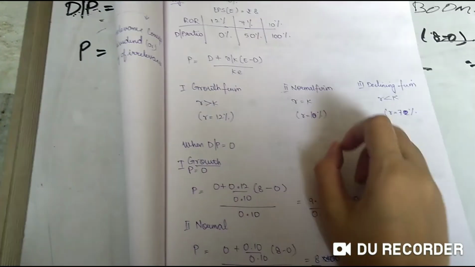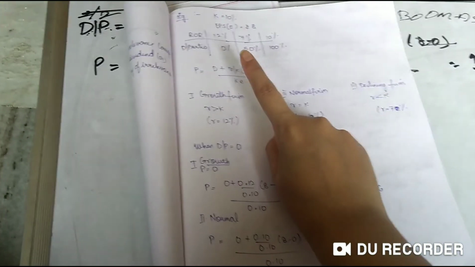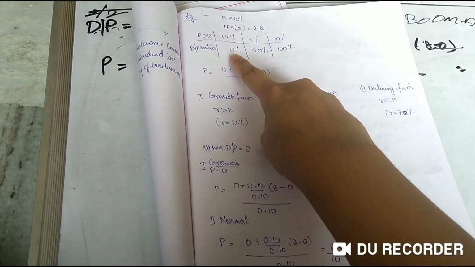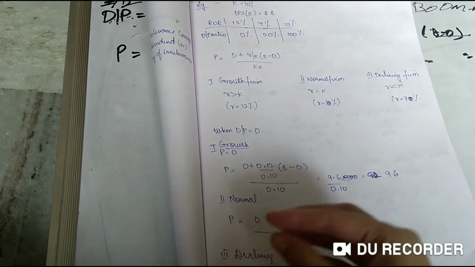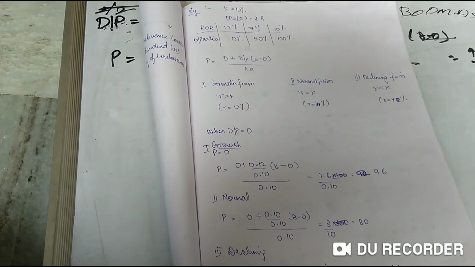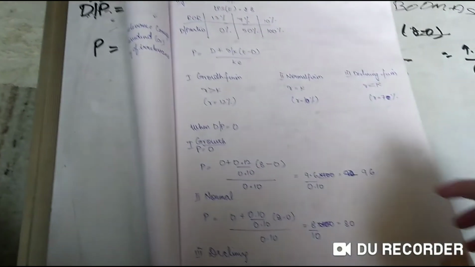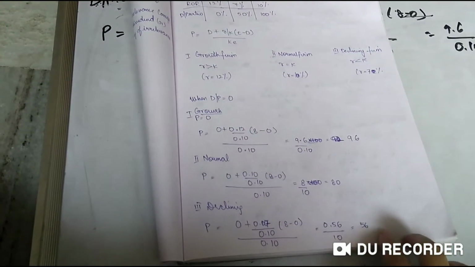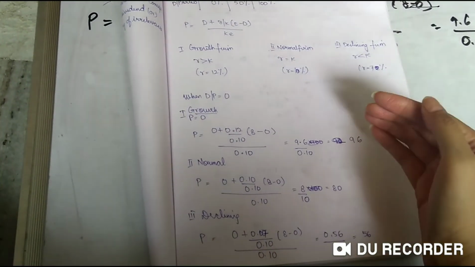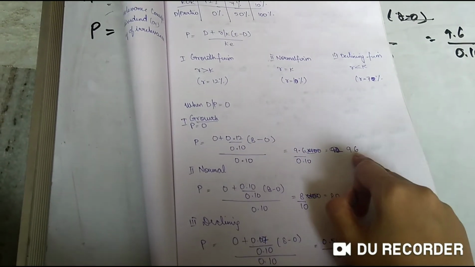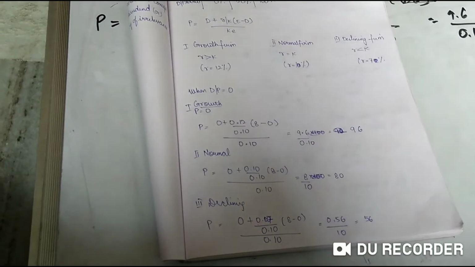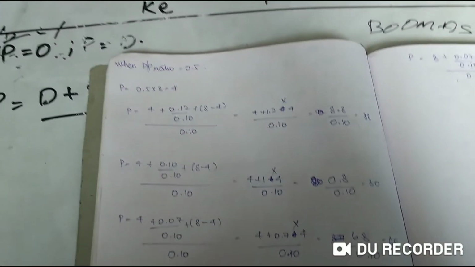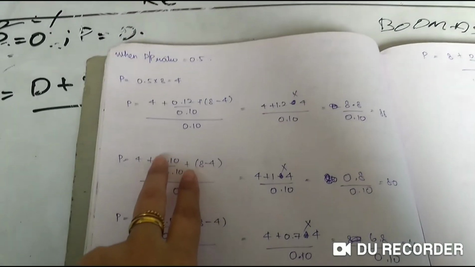Okay, so the first part you have understood, that is what you have done when the dividend payout ratio is 0. What is your growth rate? That means what is the price you are getting, with dividends paid out? You are getting 96, 80 and 56. For your growth stage you are getting 96, for normal 80, and the third one is 56. Next, when your DP ratio is 50%, that means 0.5.